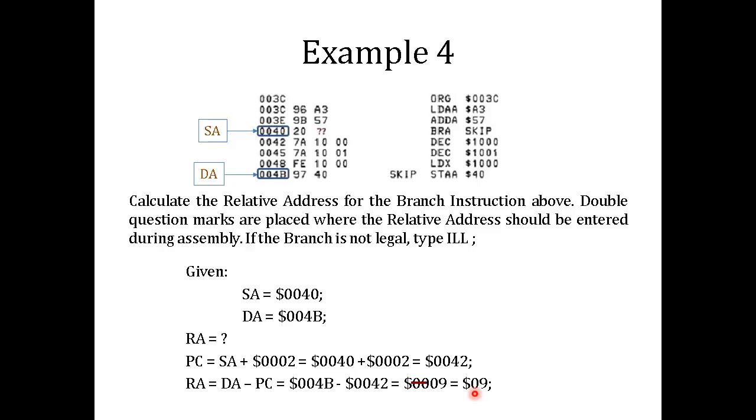So if the answer, let's say, came out 1009, then it will be illegal. It will be illegal because the higher byte is not 00 or FF. If the higher byte is something else than 00 or FF, your answer would be illegal. It can be FF in some cases, right? Depends.